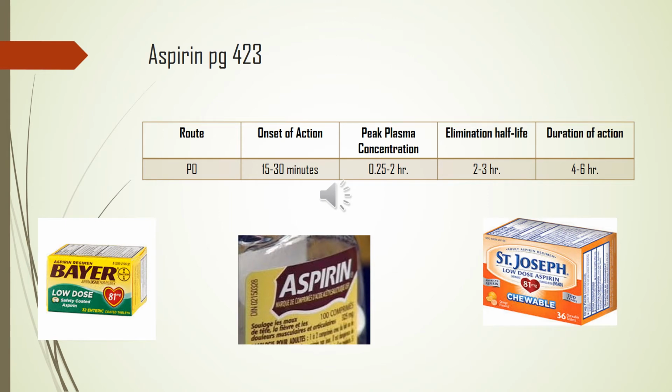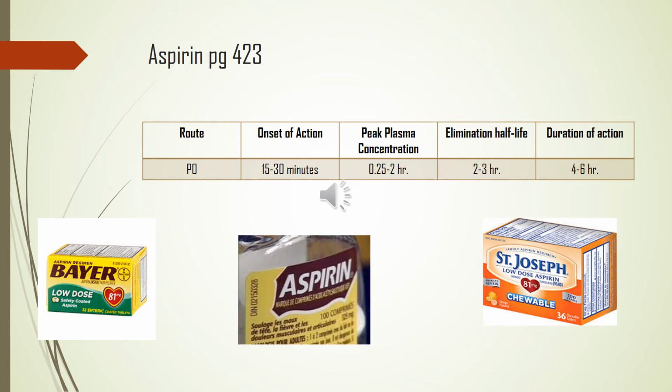Aspirin is considered an antipyretic, but it is also considered an antiplatelet. If you look on page 423, it talks a little bit more about that. And also look in your Davis Drug Guide. The route is given PO. Onset is 15 to 30 minutes. Peak concentration is going to be a quarter of an hour to 2 hours. Elimination is 2 to 3 hours. And duration is 4 to 6 hours. I just included some of the most common ones. Most commonly, they're going to have you take 81 milligrams.